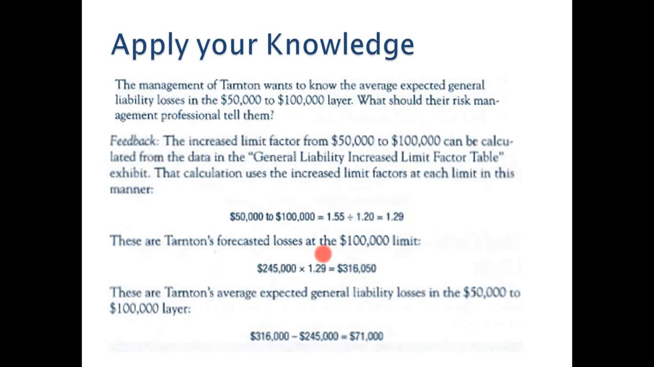We already know our 0 to 50 is $245,000, so we're going to multiply it by that limit factor of 1.29, and now we know the limit for 0 to 100,000 is $316,000. So from 0 to 50,000 is 245, and if we go all the way up to essentially 0 to 100,000, we're looking at $316,000. But remember, we have to do the step. We have to subtract the 245 from the 316, and so within that layer, the 50 to 100,000 is $71,000.